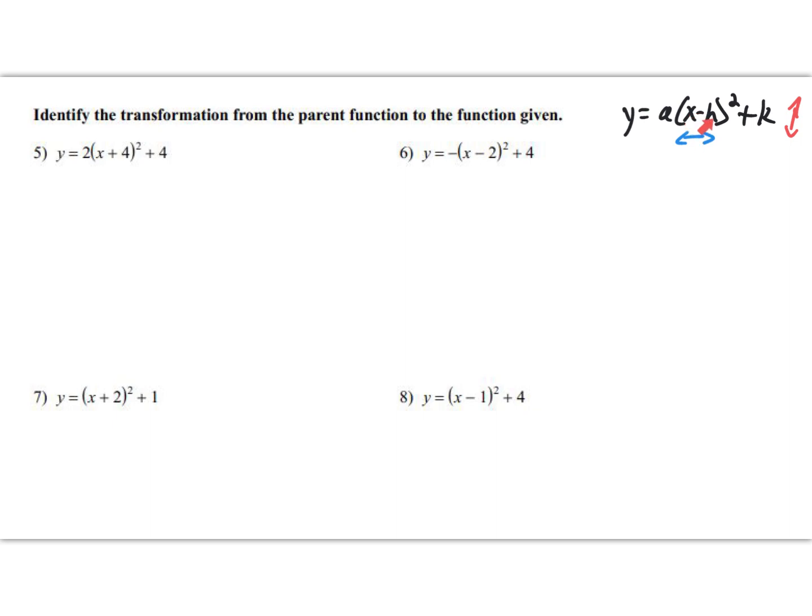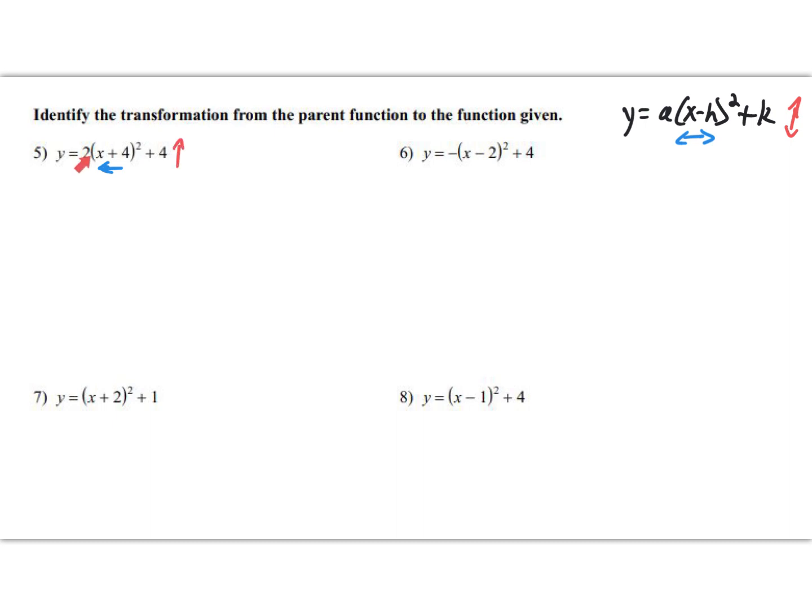Now, inside the parentheses, we kind of think about it doing the opposite of what we would think because of the -h. So looking at number 5, inside the parentheses, we have a +4. That's actually going to shift it to the left 4 units. Then we have this +4 for the k, and that's going to shift it up 4 units.